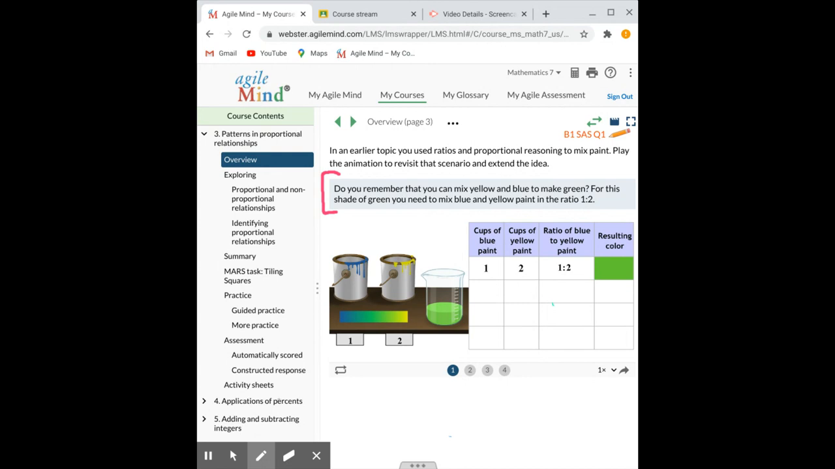Do you remember that you can mix yellow and blue paint to make green? For this shade of green, you need to mix blue and yellow paint, and the ratio is 1:2. All right. Here we go.